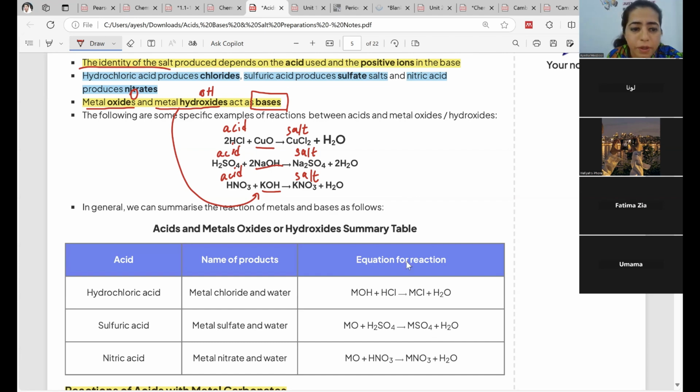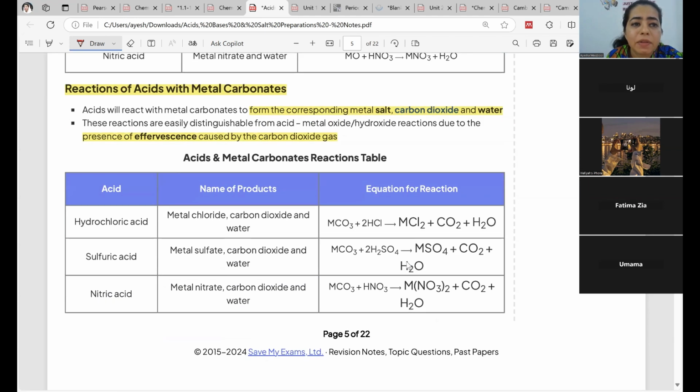After that, acid can also react with metal carbonates. For the carbonates, they are going to produce 3 products now, not 2: salt, carbon dioxide, and water. Carbon dioxide is the extra product here because carbonates always give out carbon dioxide. So carbon dioxide gas will be produced in the form of bubbles. So effervescence or bubbles will be there.